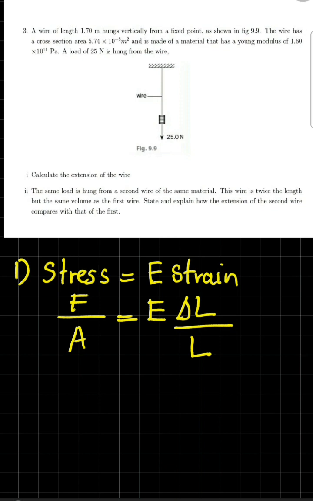So in this question, we've been asked to find the extension of the wire. So in short, we'll be finding this. And notice we already have the original length of the wire, which is 1.7 meters, the force 25 newtons, and the cross-sectional area was given there. So it's very easy from there. Let's make the extension the subject of the formula. If we do so, we will have the force multiplied by the initial length over the Young's modulus multiplied by the cross-sectional area.